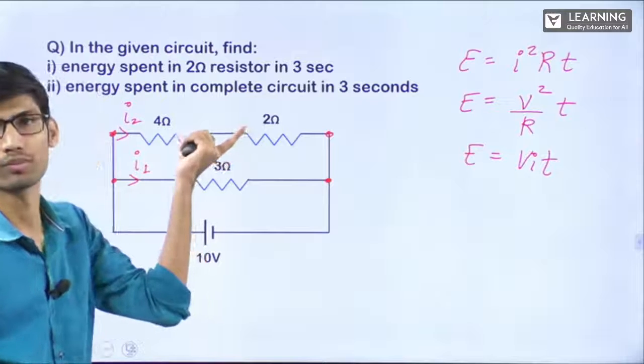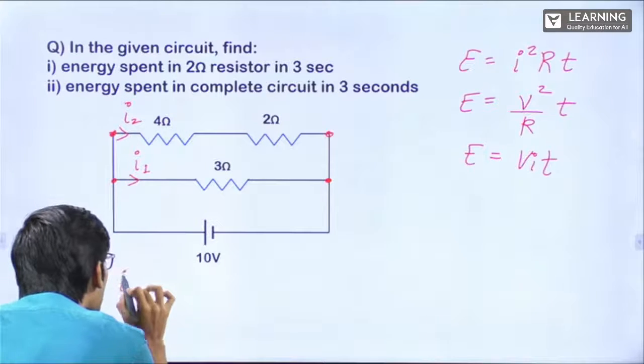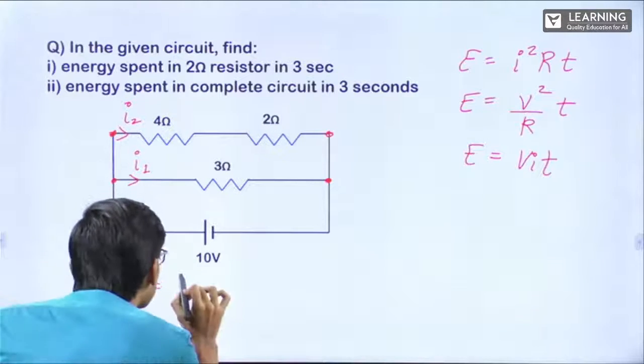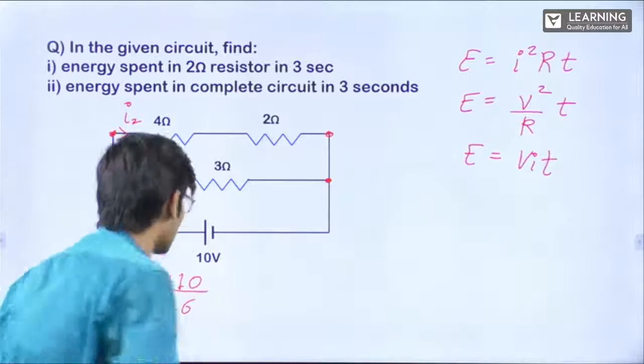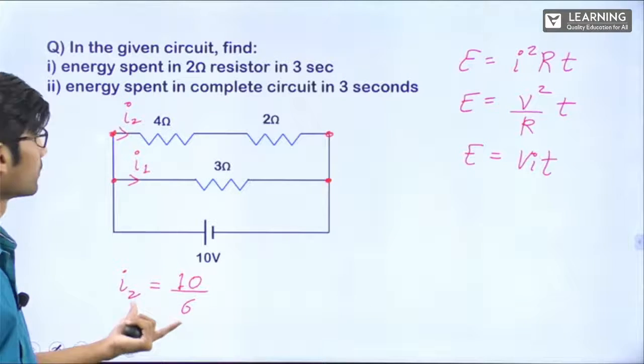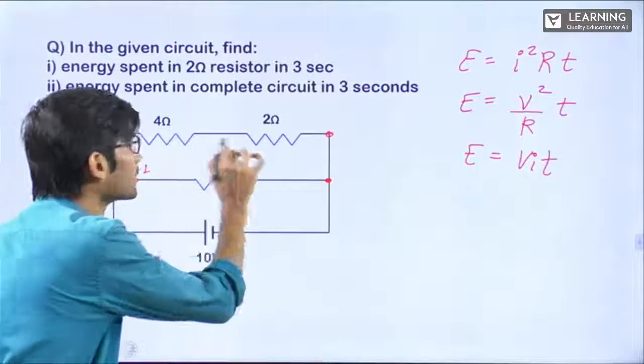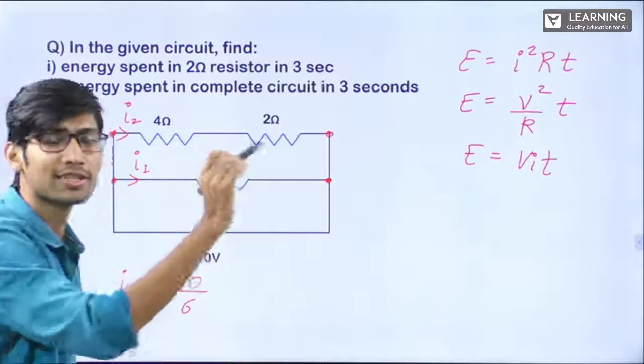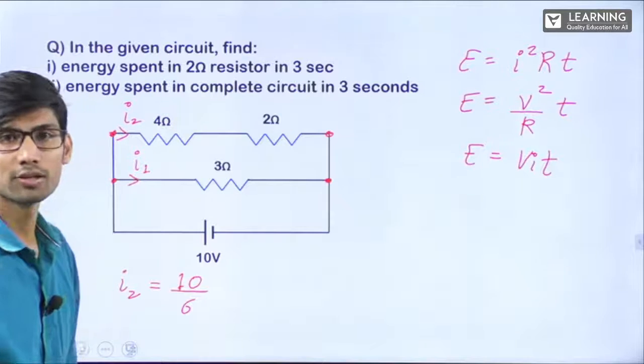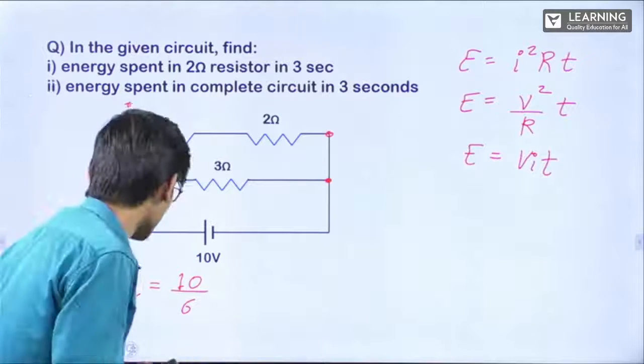Series 6 ohm, right? So I2 will be equal to 10 by 6. Directly I am doing, okay? There is no need to write this is R1, this is R2. Since they are in series, R net is equal to R1 plus R2. I hope, correct? It's not necessary.